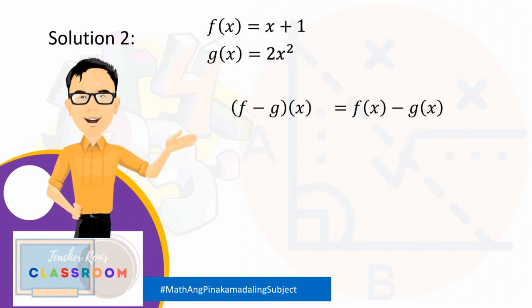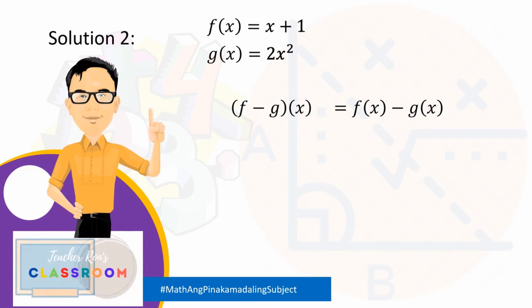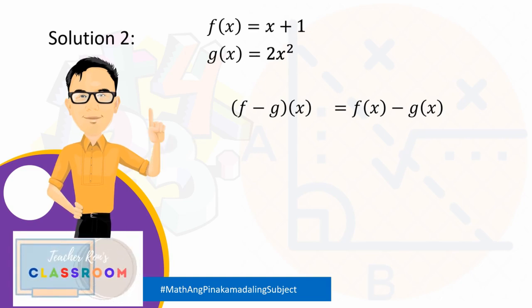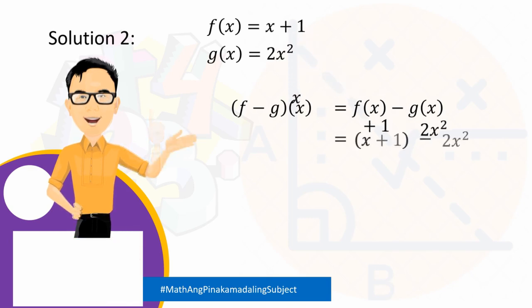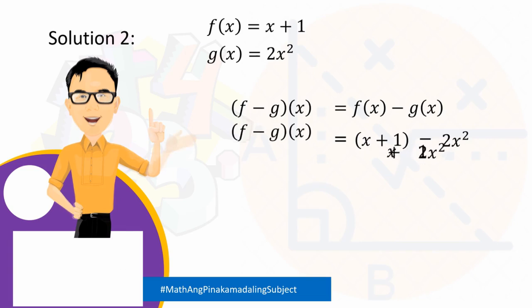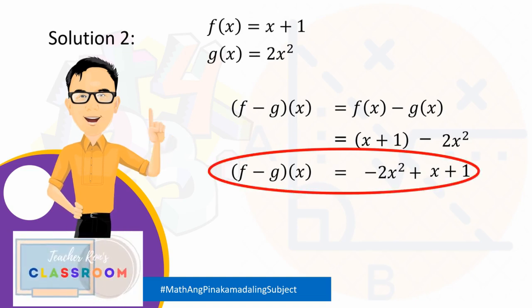Solution number 2. Still our given f of x equals x plus 1 and g of x equals 2x squared. Find f minus g of x. F minus g of x equals f of x minus g of x. Replace f of x with x plus 1 and g of x with 2x squared. X plus 1 minus 2x squared equals negative 2x squared plus x plus 1. Therefore, f minus g of x equals negative 2x squared plus x plus 1.